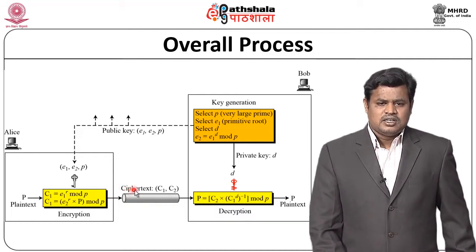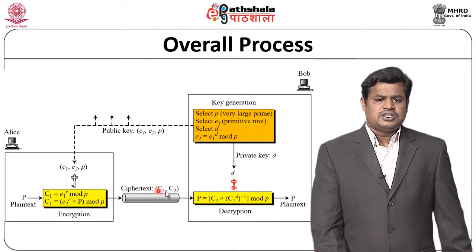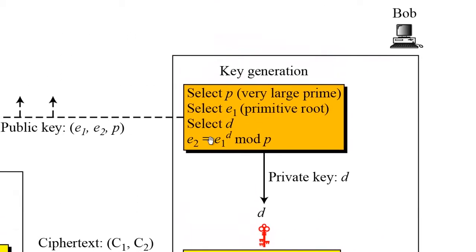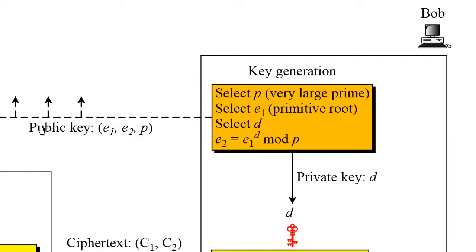As we can see, there are 2 ciphertexts, C1 and C2. Here you can see that the public information shared between Alice and Bob is E1, E2 and P. This public key is shared between Alice and Bob. Suppose Alice wants to send a message to Bob. As we know in asymmetric cryptography, if a person wants to send a message to another person, first he should get the public key of that person. So Alice needs Bob's public key.